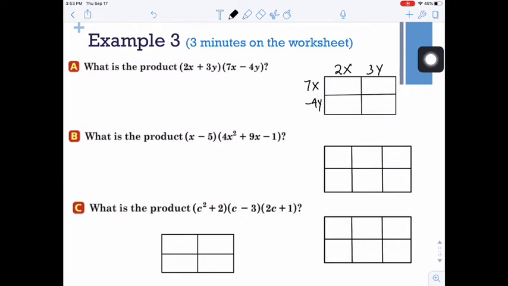So 2 times 7 gives me 14. x times x is x squared. Same idea, 7x times 3y. 7 times 3 gives me 21. x times y is just xy. So if they're not the same variable, you don't put squared, you just write them next to each other. 2x times negative 4y gives me negative 8xy. Negative 4y times 3y gives me negative 12, and y times y gives me y squared.